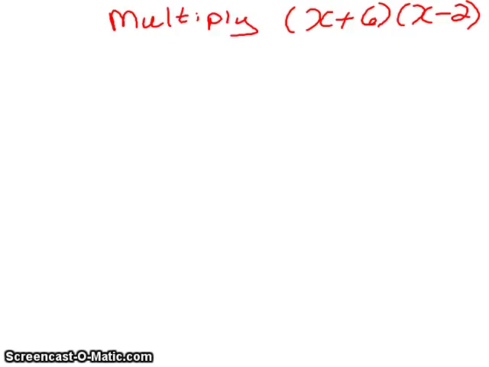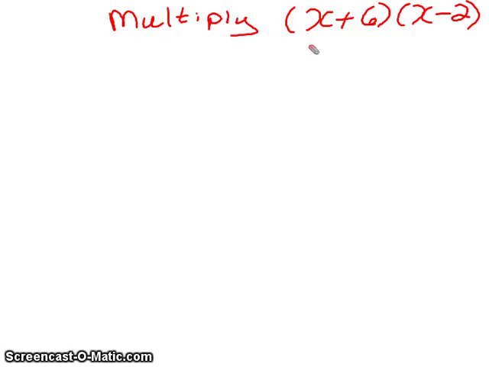I just wanted to go back over a couple of the concepts that we covered today in class. And the first thing I'm going to look at here is multiplying two binomials. So in this question, we have to multiply x plus 6 by x minus 2, or x plus negative 2. And I'm going to show you two completely different methods of how to do this.